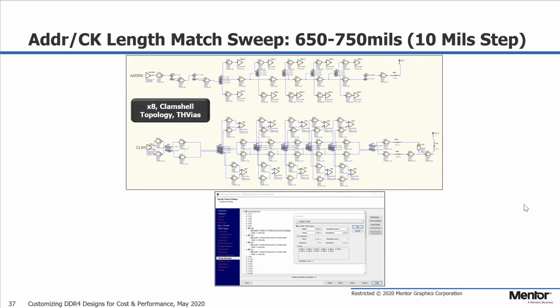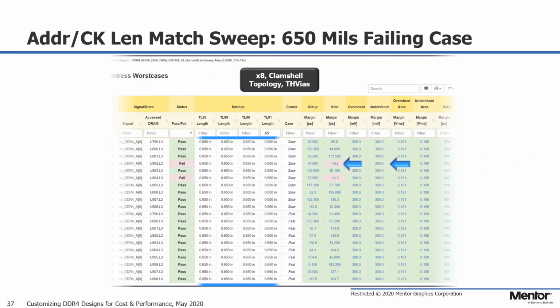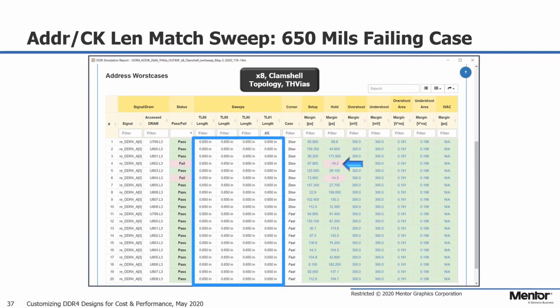Next, let's determine how important it is to match the relative length between the address and clock nets from one DRAM to another. Here is the more challenging clamshell topology with 10 loads, sweeping the address net length from 650 mils to 750 mils with a step size of 10 mils, but keeping the clock net's length at 710 mils. With the address net length of 650 mils, this is the failing case of the hold margin at U802, which is the DRAM on the top layer furthest away from the terminator.